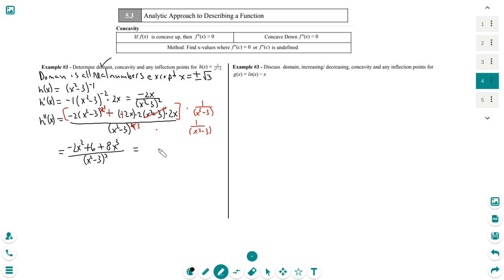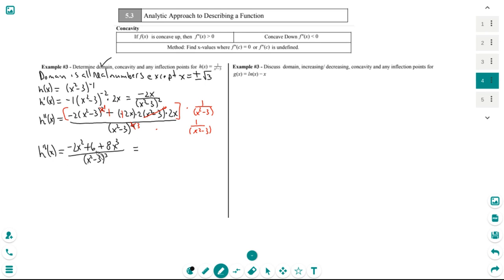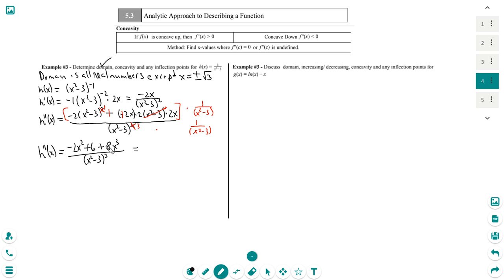And then I could rewrite this one more time. So this is my h double prime of x. And I'll just simplify the numerator a little bit. So combining these two like terms, oh, they aren't like terms. Oh, what did I mess up? I see it. I said x times x, but I wrote x cubed. That should be x squared, right? You guys catching it?